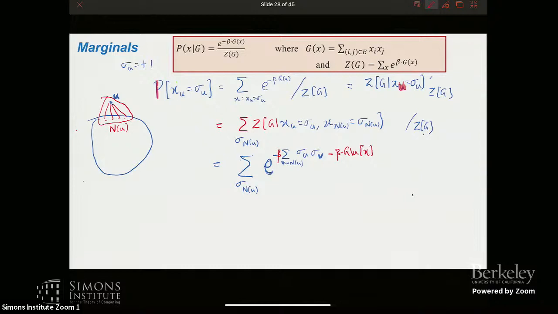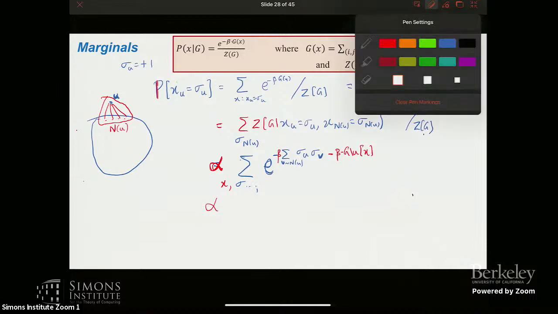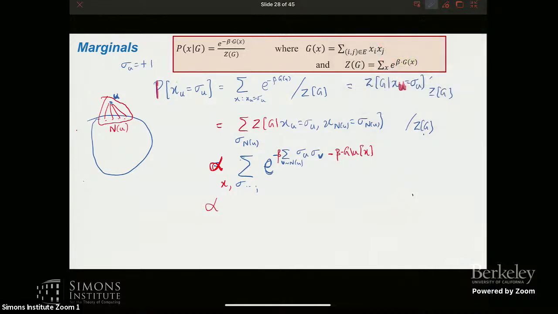Okay, and what is this? I'm going to start using proportionality, because I don't want to keep track of normalization factors. So here you are summing. You have another sum over x, a sum over sigma and a sum over x, and so this is proportional to the sum over sigma and x.